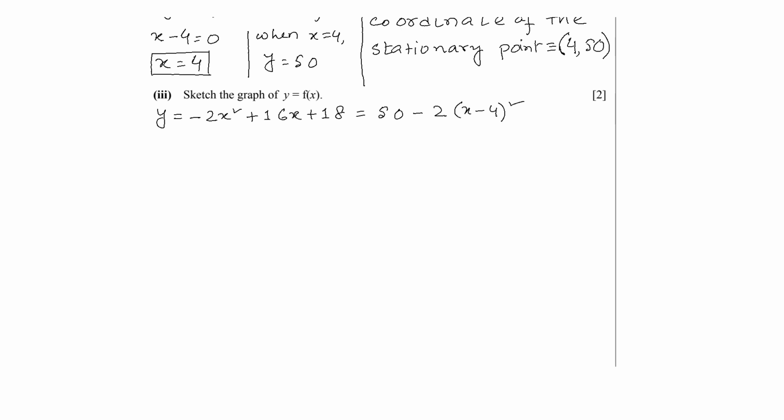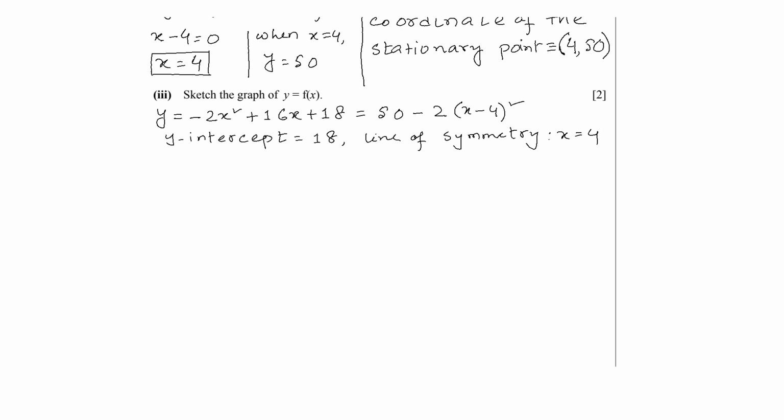Now let me extract some information from those two forms. We need the y-intercept. What is the y-intercept? The y-intercept is the x-independent term, which is 18, and I need the line of symmetry where the stationary point or the turning point occurs. So as I said in the second part, the line of symmetry is x equals 4.